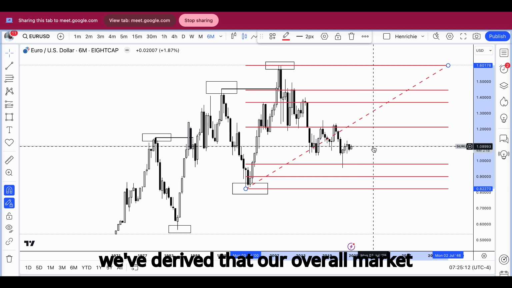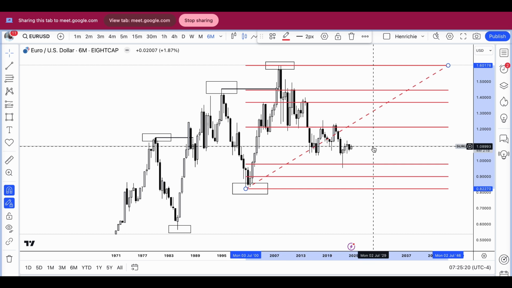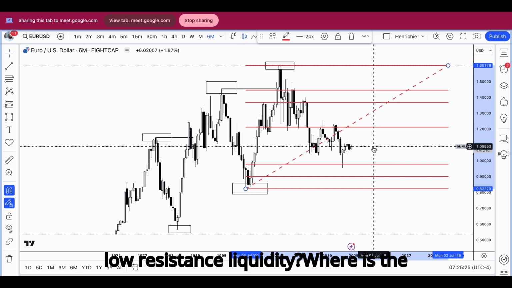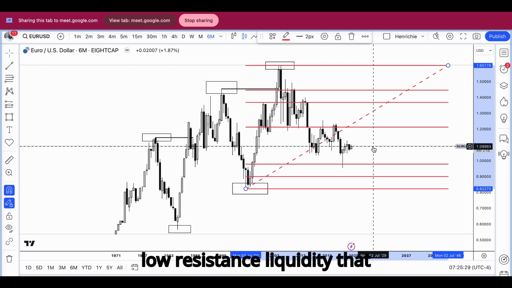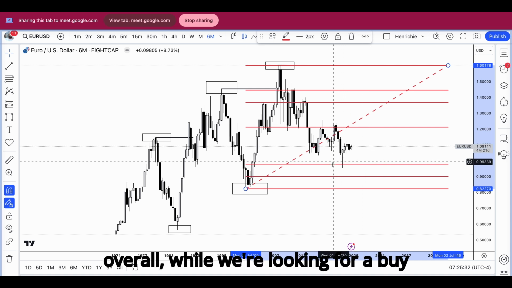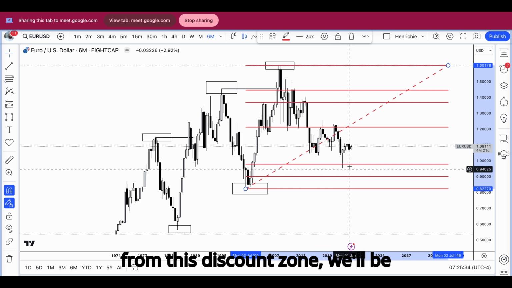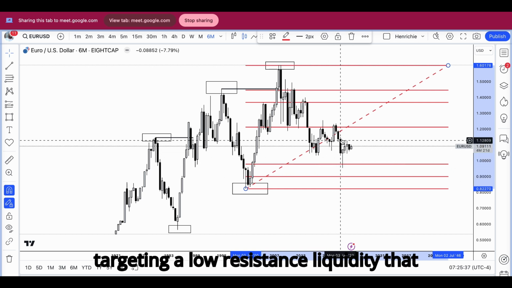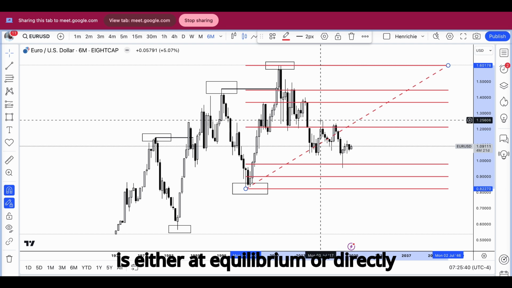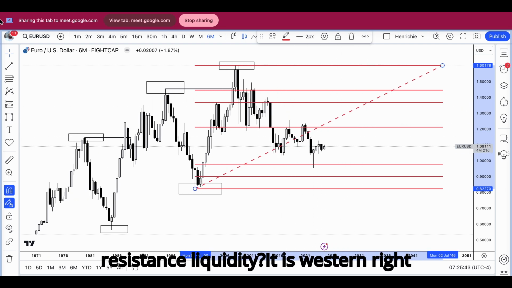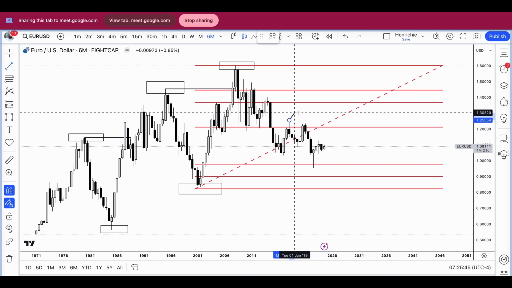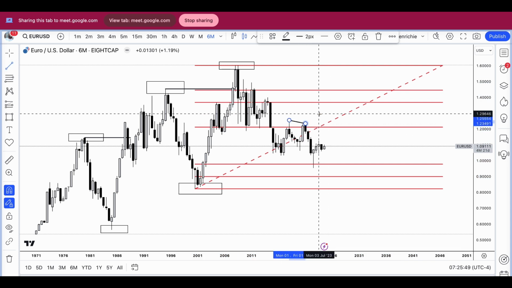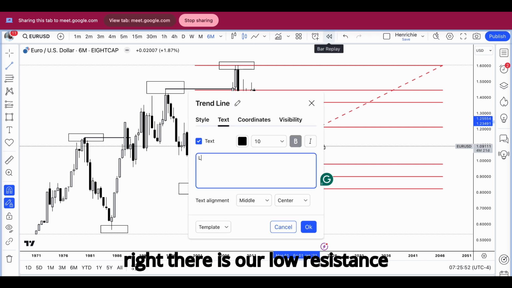Now that we've derived that our overall market direction is bullish, which is for the market to go to the upside, the next thing we will look for is where is our low resistance liquidity? Where is the low resistance liquidity that, while we're looking for a buy from this discount zone, we'll be targeting, that is either at equilibrium or directly above equilibrium. And where is the low resistance liquidity? It is resting right here. Right there is our low resistance liquidity.